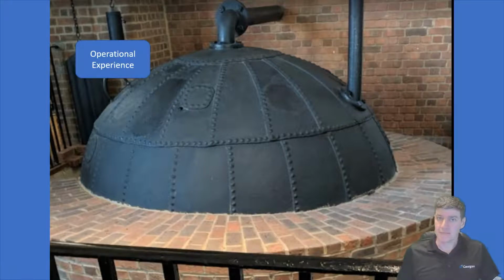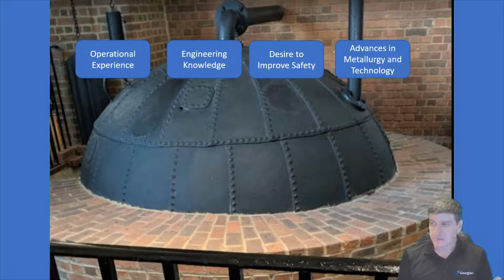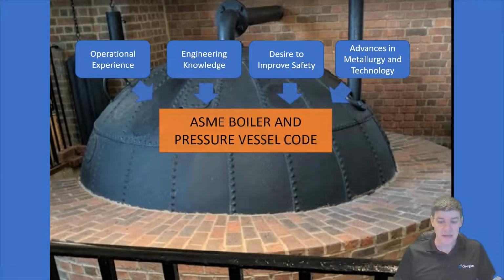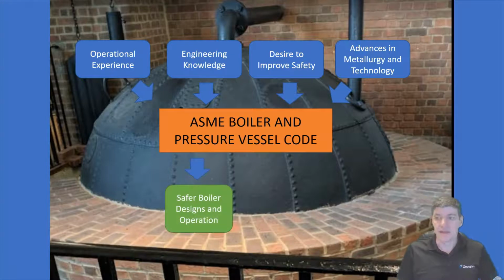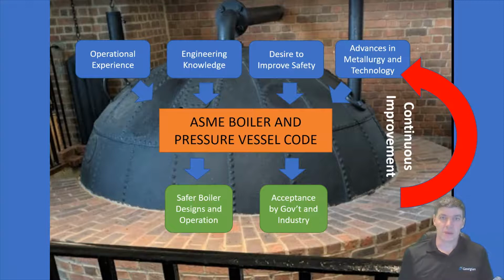So why do we have ASME code? Well, it's a culmination of a number of things that we have. We have operational experience, engineering and knowledge, desire to improve safety, advances in metallurgy and boiler technologies, manufacturing technologies, and all these things are compiled together as best practices to create a code. And then from there, that leads to hopefully safer and more standardized boiler design and operation, and acceptance by government and industry. So that's a good thing. And then as it progresses, what we get is continuous improvement. So these types of experiences feed back to the start, and we establish ourselves with the ASME boiler and pressure vessel code. And this is a very old code. It's been around for a very long time and has gone through many, many revisions over the years.